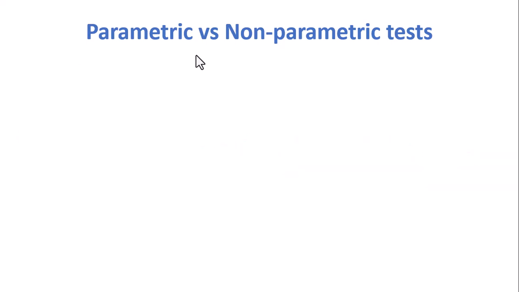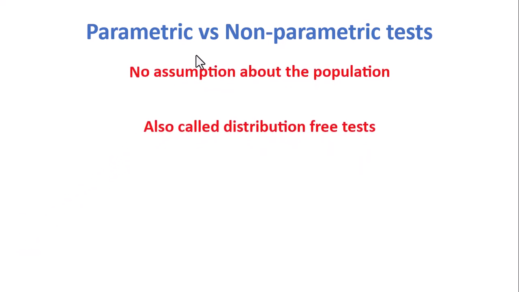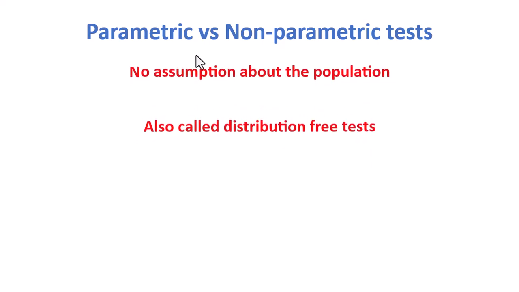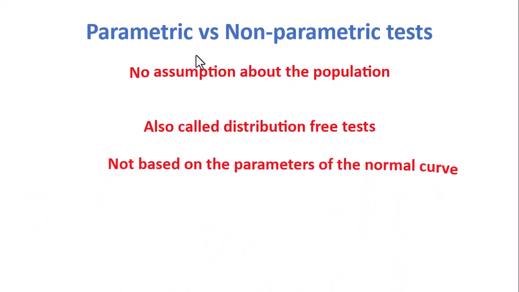On the other hand, non-parametric tests are opposites of the parametric tests. For the non-parametric tests, there is no assumption about the population, and they are also called distribution-free tests. They do not follow any strict assumptions of a certain distribution. They are also not based on the parameters of the normal curve.